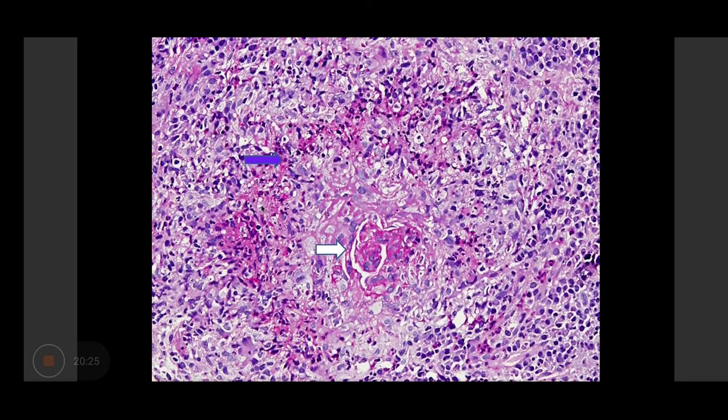In this particular case, again, it is a PAS stained slide. You can't make out the Bowman's capsule. Instead, you have extensive granuloma formation all along the glomerular tuft. But the glomerular tuft is present in a small collapsed form in the center. So this is a granuloma formation which is present at the edge of the Bowman's capsule.